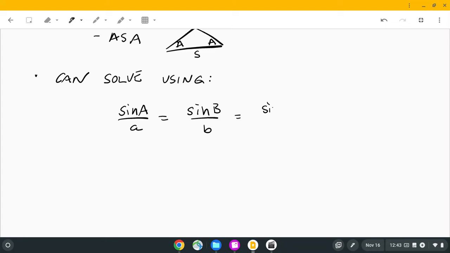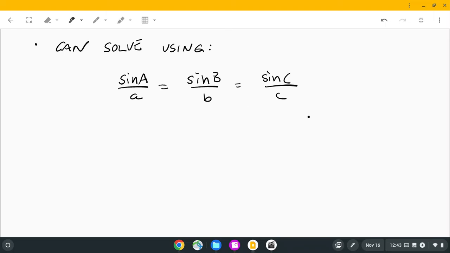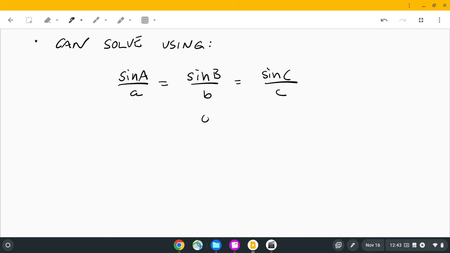You can use C if you want. But again, you'll have to be given 3 of these things, like either both B's and a C, or both C's and a B. There are 2 ways to write this, so long as you have them set up in the same place. You can either have your ratios set up so that all the sines are on the top and all the lowercase letters, the sides, are on the bottom, or you can flip them. So it doesn't matter.